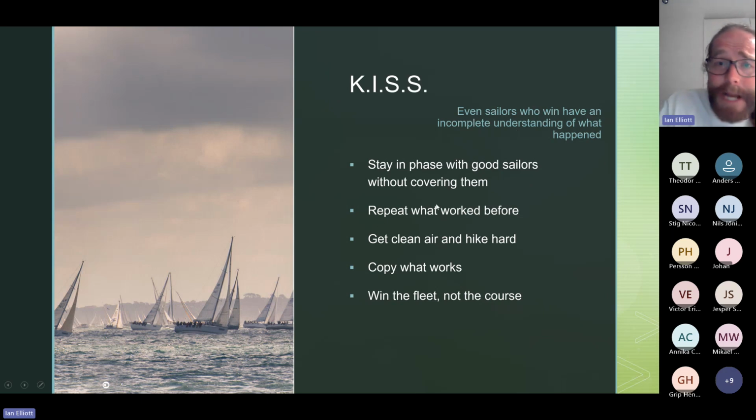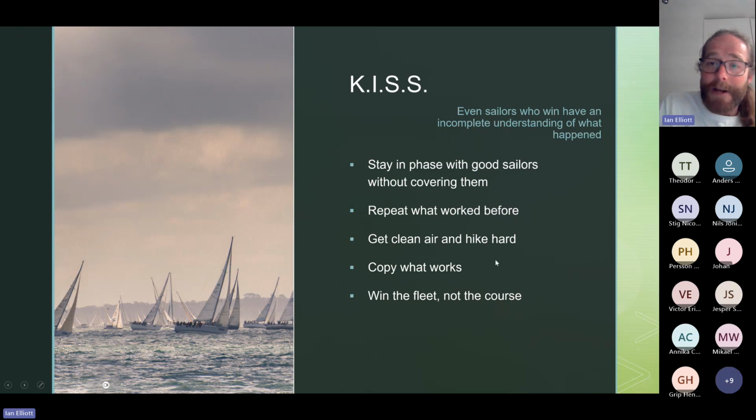Repeat what worked last time. If the right works, go right. Just do it. It doesn't matter why. If you can work out why, then you can make some better moves. But if you're totally confused, you could do worse than just copying what works. Don't get too smart. Get clean air and hike hard.